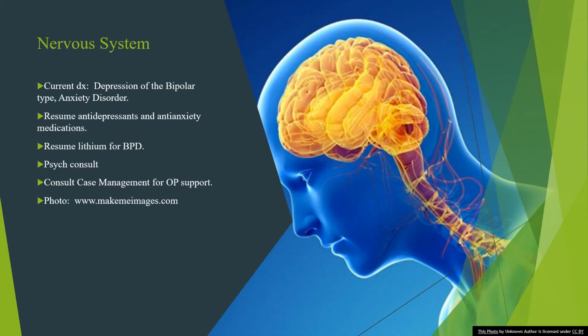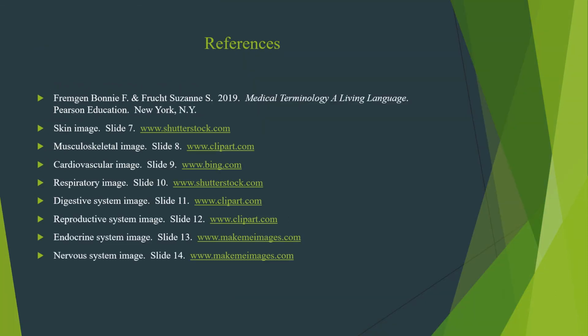His nervous system, he has a diagnosis of depression, looks like the bipolar type, and anxiety disorder. So he was taking antidepressants and anti-anxiety medications at home, and we're going to resume those, and we're going to add lithium for his bipolar disorder. We are going to have a psych consult come in, and we are going to ask case management to look for outpatient support for him when he becomes dischargeable.